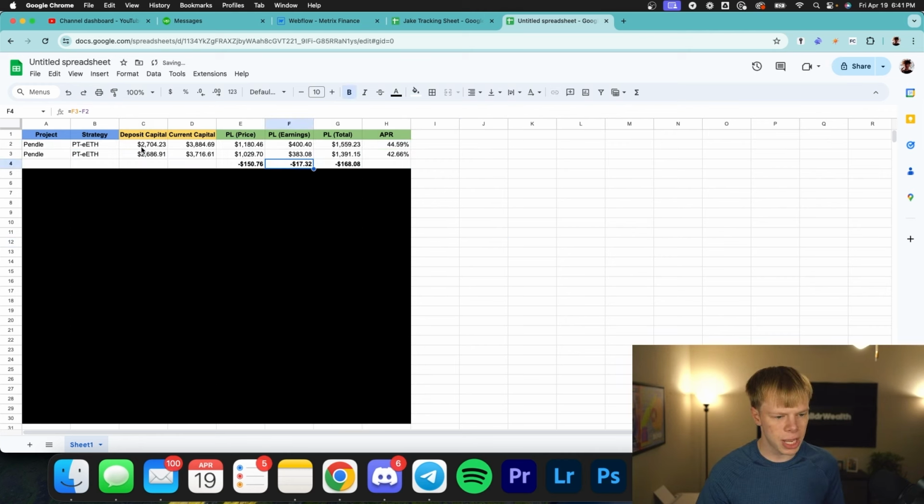So first things first, we have this Pendle strategy. Now this Pendle strategy is a fixed yield strategy, hence why the APR shows something very, very similar. Since we are tracking my deposit in terms of how many ETH I deployed, you'll notice that this deposit capital actually declined over the month.